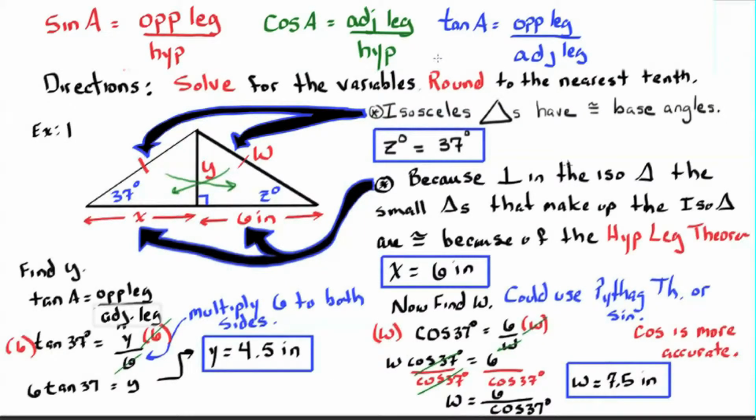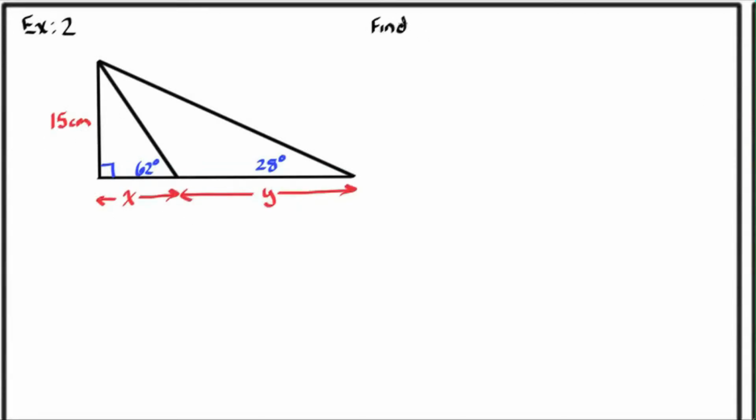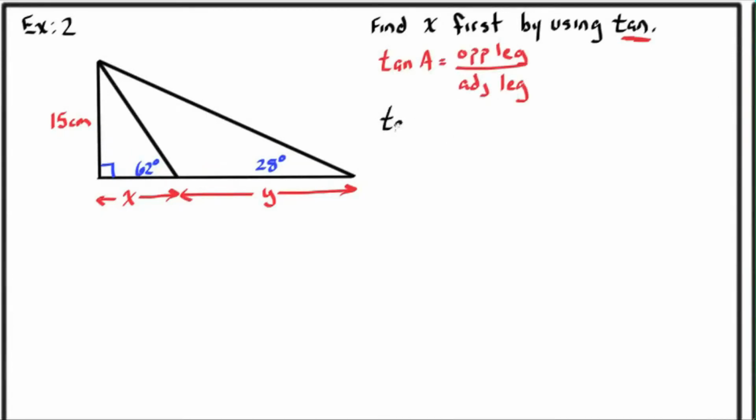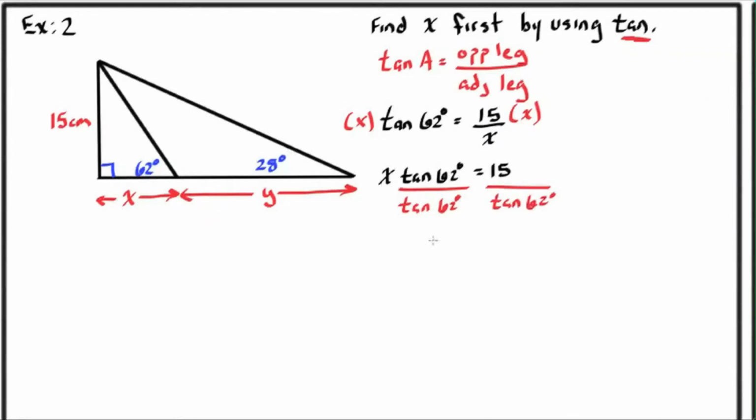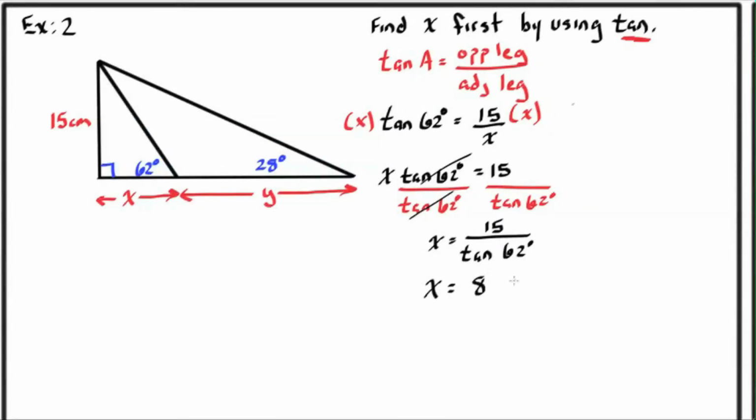Example 2. So this time we have a right triangle with another little right triangle inside, and we're looking for x and y. We have to find x before we get y, and we can do this by using tangent. Again, I need to multiply x to both sides to get it in the numerator, and then divide both sides by tangent 62. I get x equals 8 centimeters when I round it.